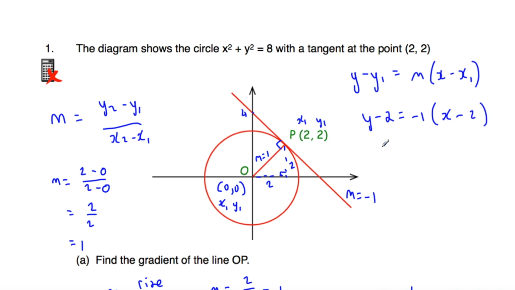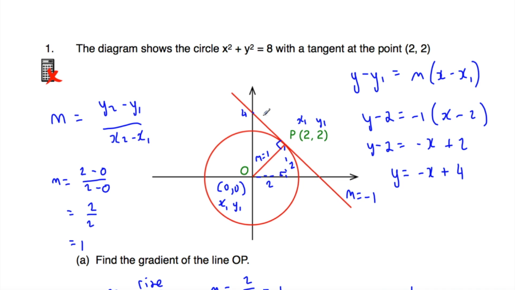And then we could expand the brackets here to get that y minus 2 is equal to -1 times x, which is minus x, and then -1 times -2, which would be plus 2. And then we want to make y the subject, so we would add 2 to both sides, so we'd then get y is equal to minus x, and then 2 plus 2 is equal to 4, so plus 4.